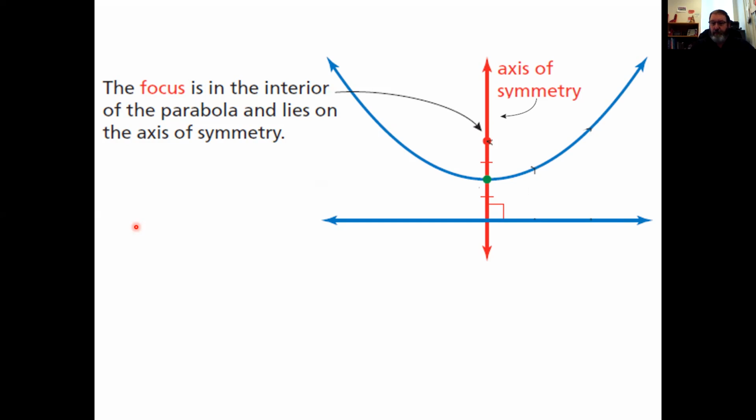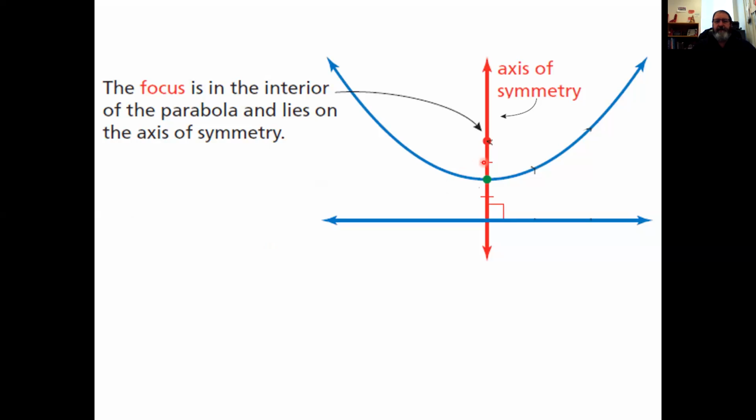By the way, focus in this case means one point. If we're talking about multiple parabolas, each parabola will have its own focus, and the plural would be foci, F-O-C-I. So just a little FYI for your knowledge base. The singular is focus, the plural is foci.